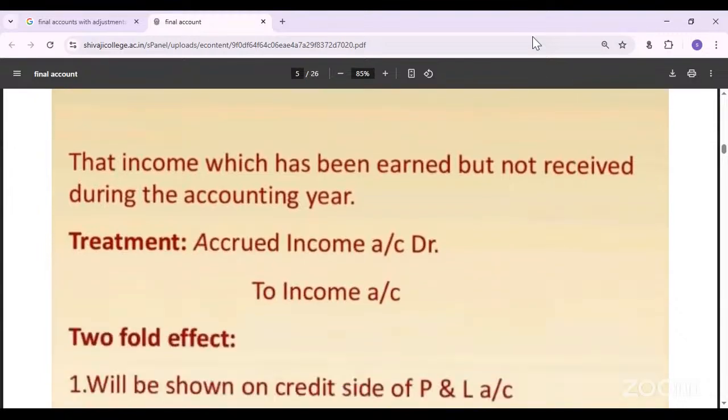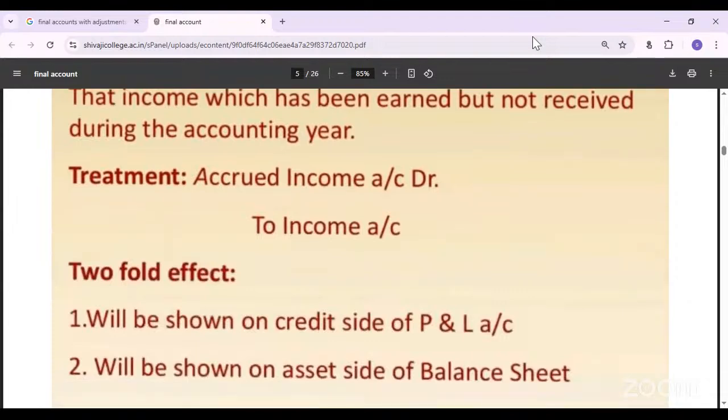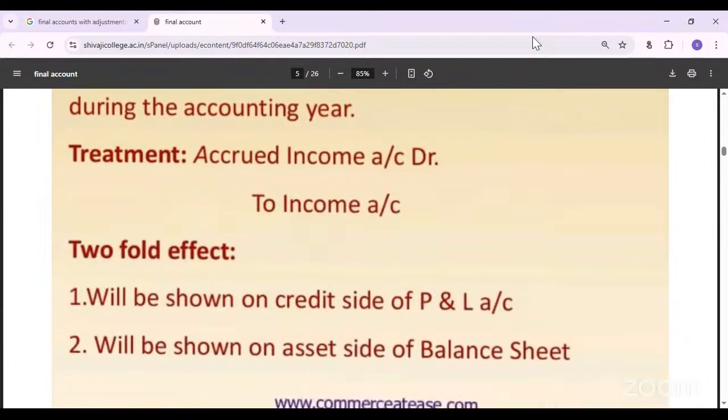The journal entry for accrued income is accrued income account debit to income account. So, it is accrued income account debit to income account because ఇది మనకి income కాబట్టి income ని మనం credit చేస్తున్నాం. Now, two effects, two times where it will affect. Once it will affect in the P&L account, it will be shown on the credit side. Because it is income, we have to show it on the credit side. Again, we have to show it on the asset side of the balance sheet. So this is the accounting treatment for the accrued income.